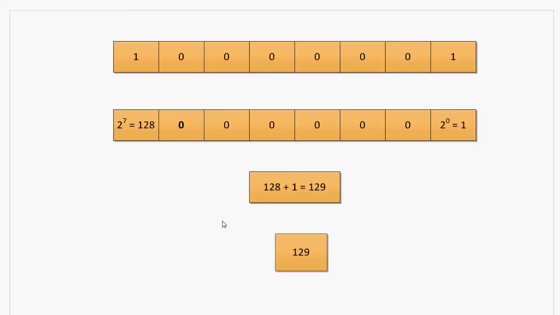In the second example, let's say we have only 2 bits set, the first and the last one. In that case, your decimal value will be 128 plus the last bit 1, that is equal to 129.